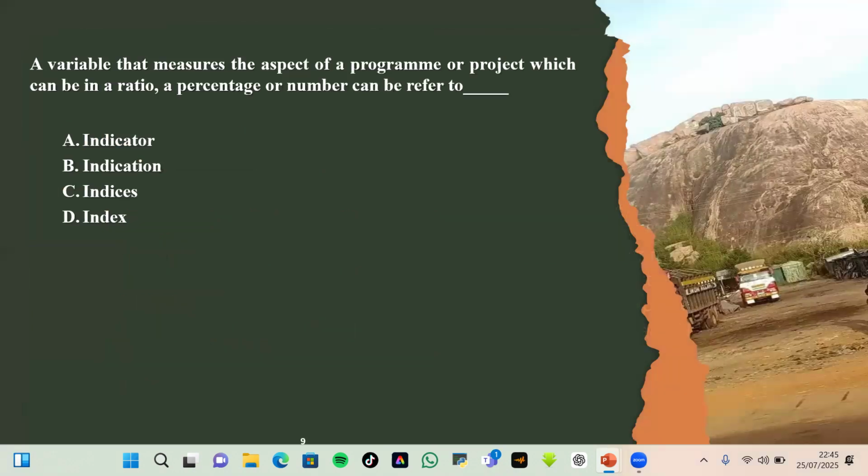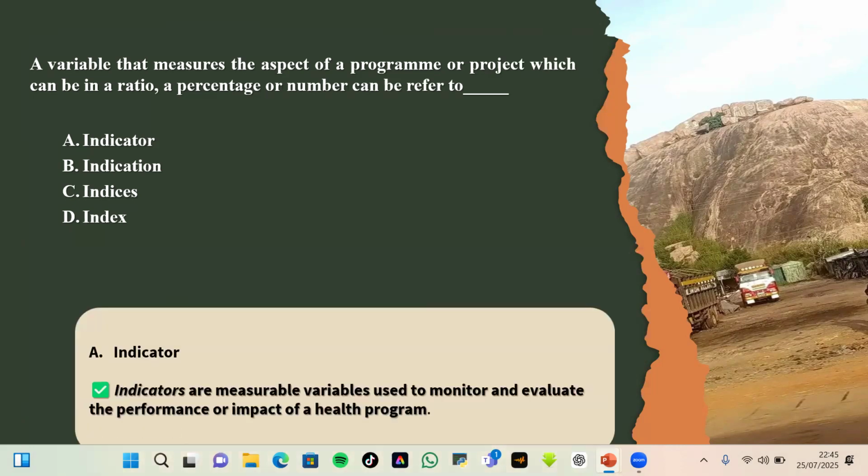A variable that measures an aspect of a program or project, which can be a ratio, a percentage, or a number, can be referred to as A, indicator, B, indication, C, indexes, D, index. Indicator. Indicators are measurable variables used to monitor and evaluate the performance or impact of a health program.